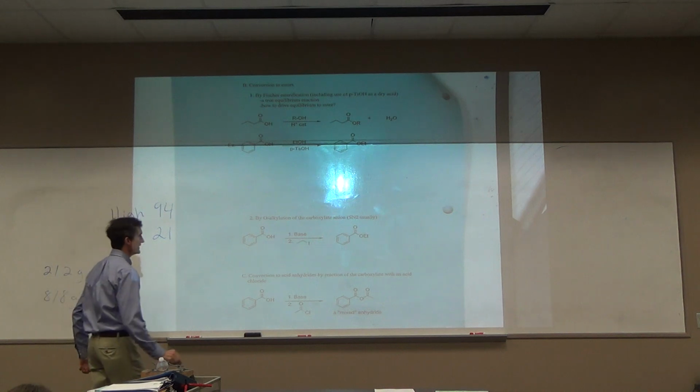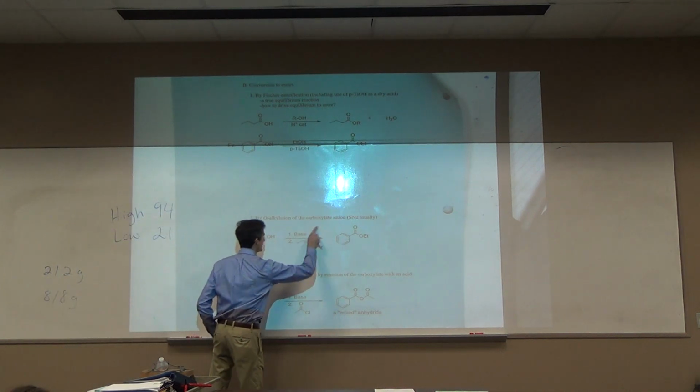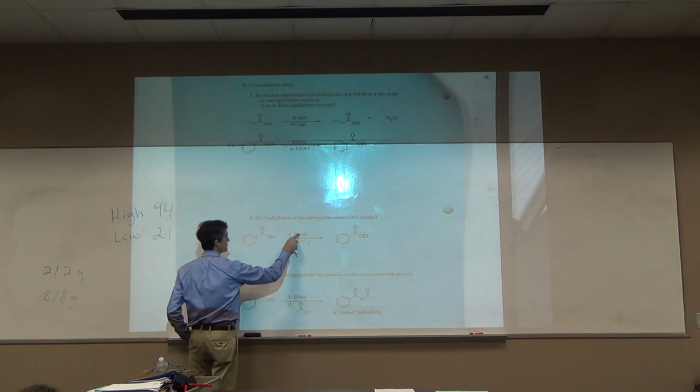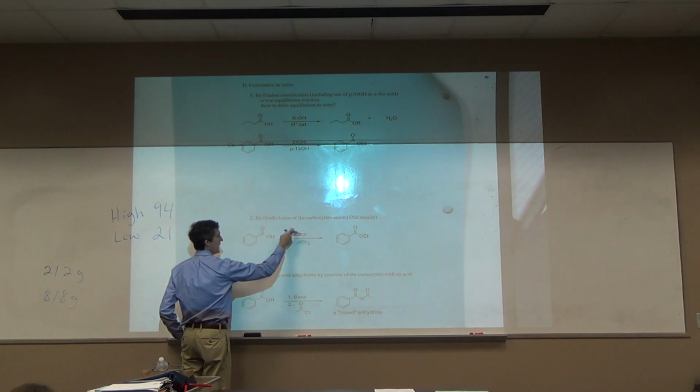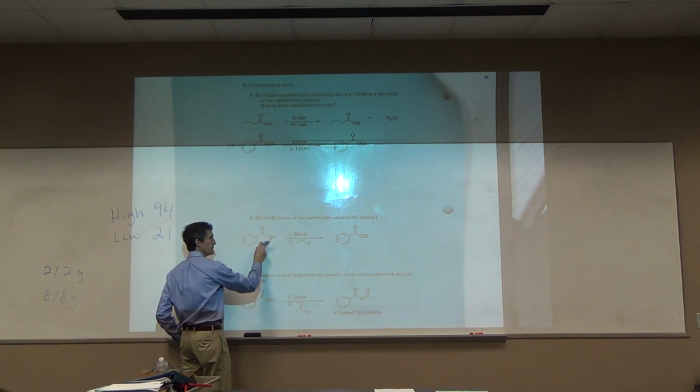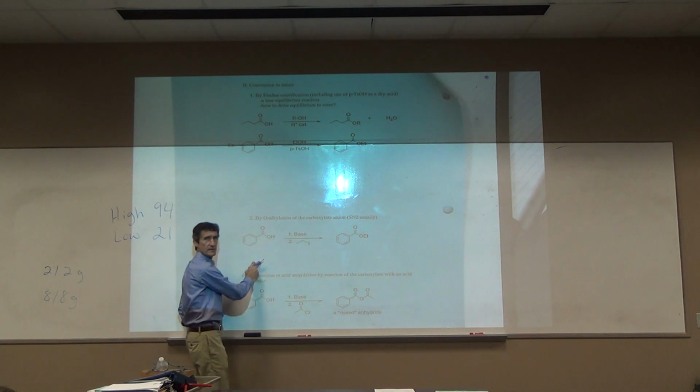Okay, another way to make an ester is by alkylation of the carboxylate anion. You take carboxylic acid, treat with base. What type of base could we use to deprotonate this? Acid-base chemistry.